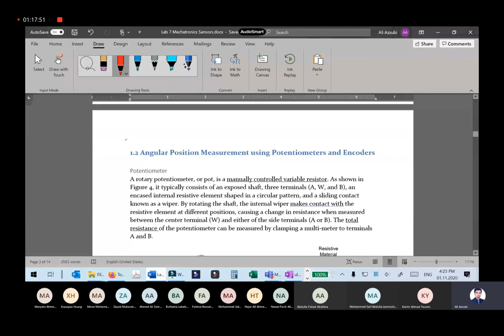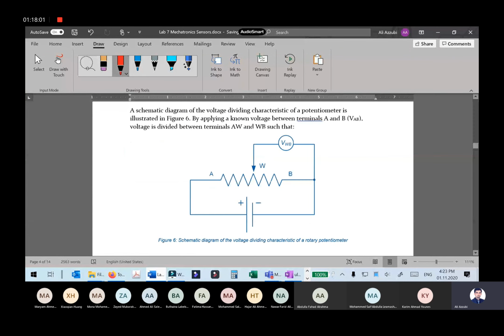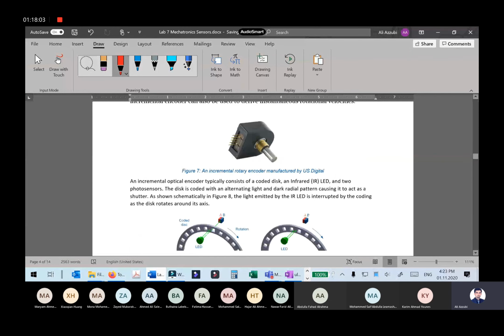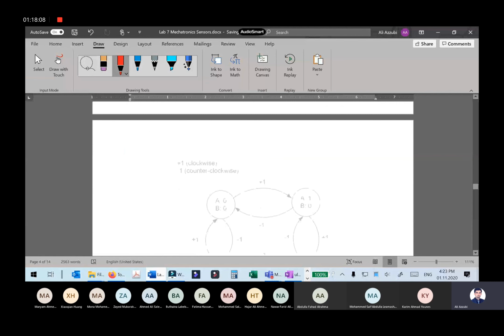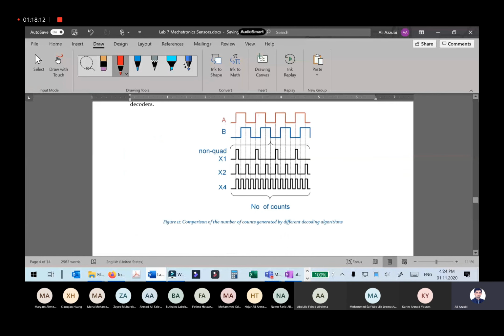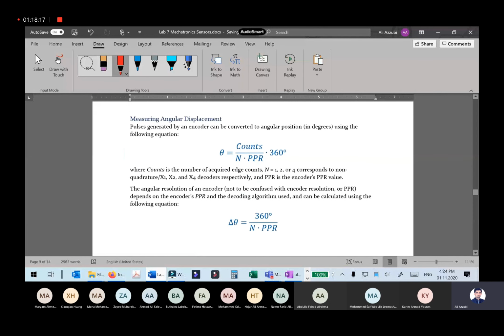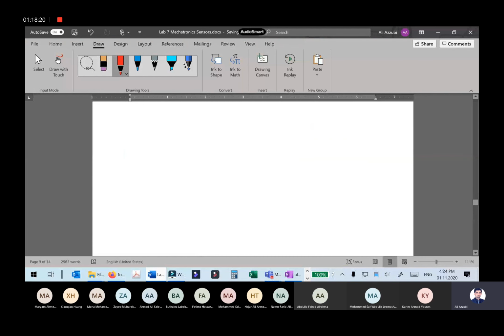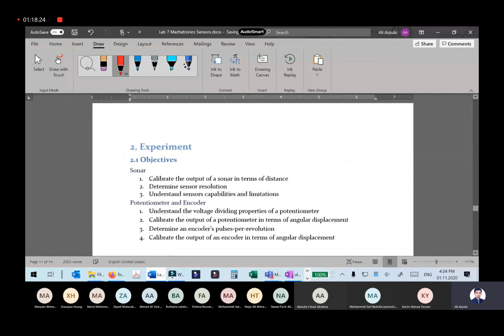Again, this will be followed by a video. Now I'll skip all of this about potentiometers. We'll come back to them. Angular encoders, I'll explain this in a video. Skip that. And I'll go directly to the experiment. We have discussed the angular position measurements, but unfortunately, I don't think we can do it today, so come back to that.